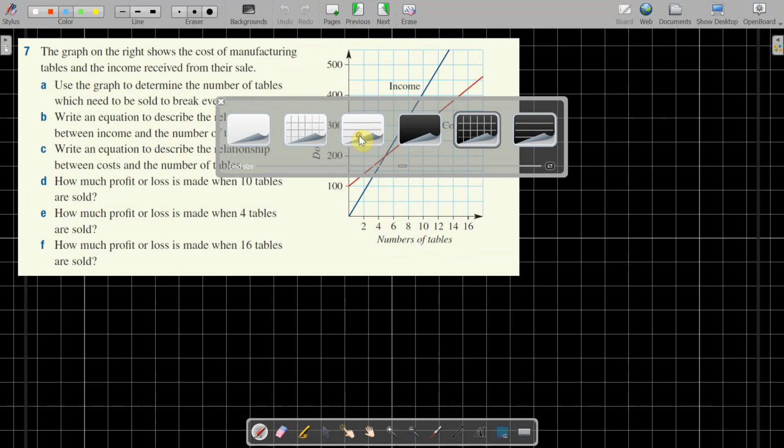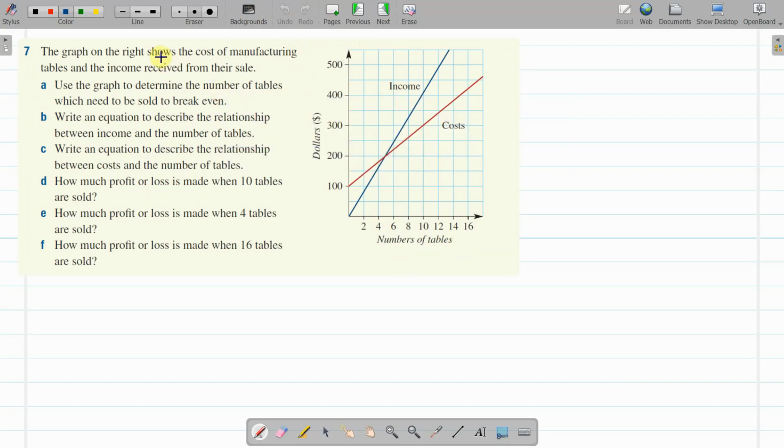Just going to change our background. Okay, the graph on the right shows the cost of manufacturing tables. So a similar question as 6. Use the graph to determine the number of tables which need to be sold to break even. So our break even is there, and the number of tables looks like it's at 5.